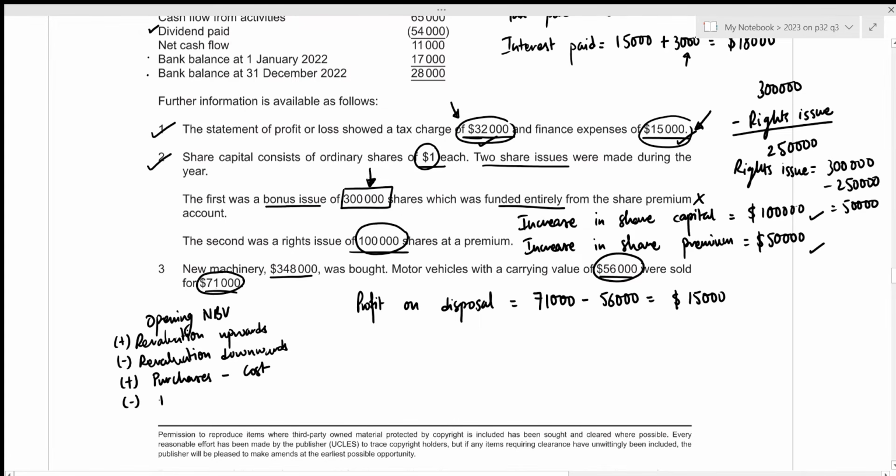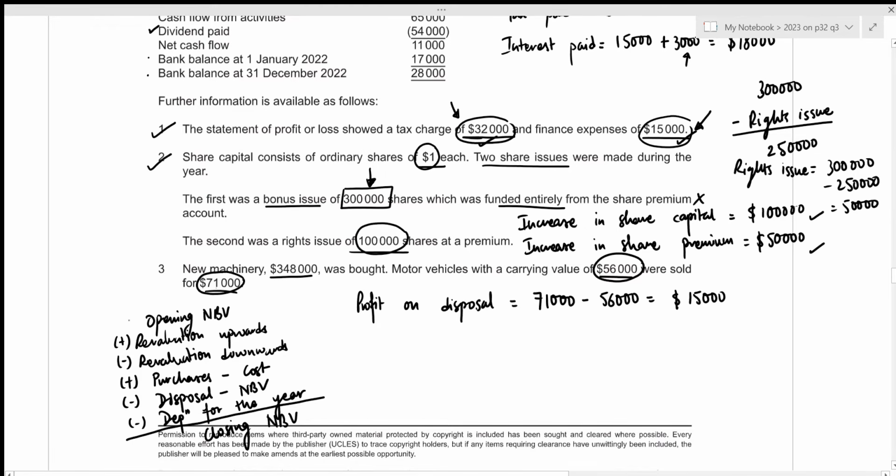Then if there is any disposal, we subtract it. And the disposals are to be subtracted at its net book value. Then we subtract the depreciation charge for the year. And after adjusting all of these, we get the closing net book value. So again, we repeat the same process in this case.